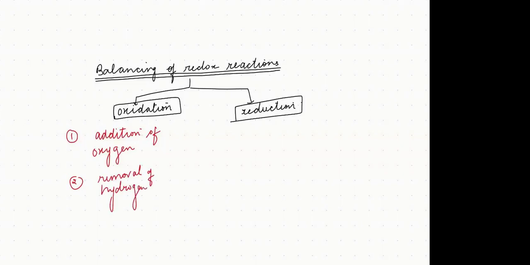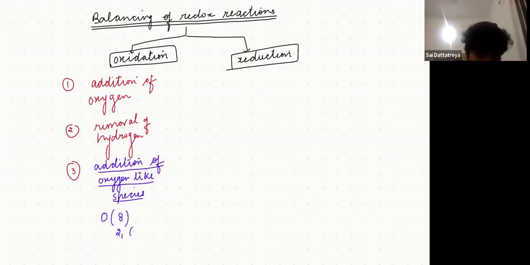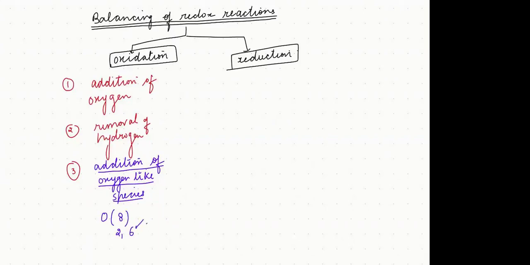Now, another definition that comes is basically addition of oxygen or oxygen like species, right? Now, what do you mean by addition of oxygen like species? Just understand. Oxygen is atomic number 8, so the basic configuration is 2 6, right? And thereby, when the configuration is 2 6, it is going to gain 2 electrons.